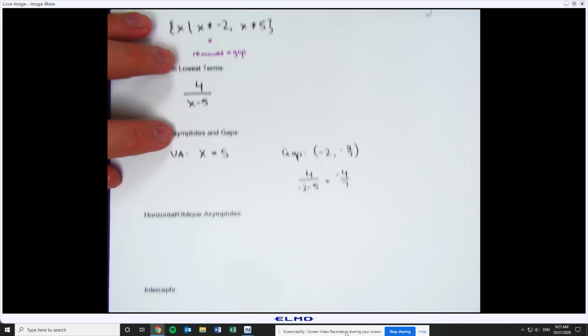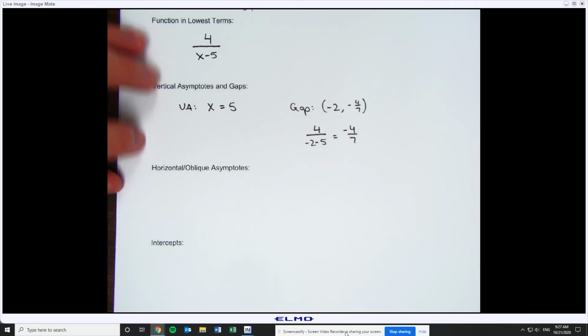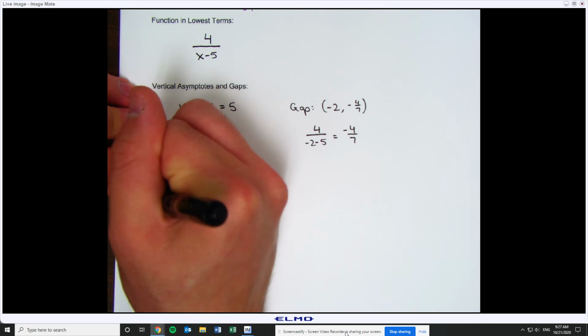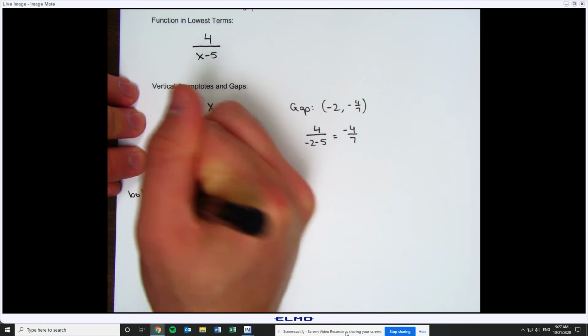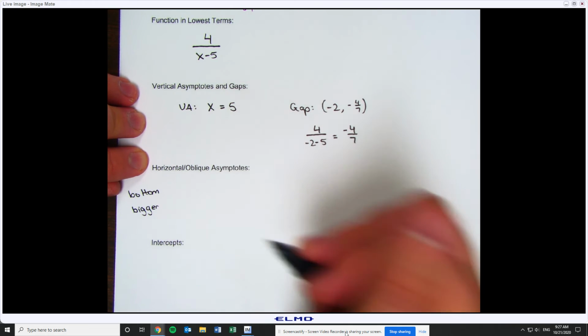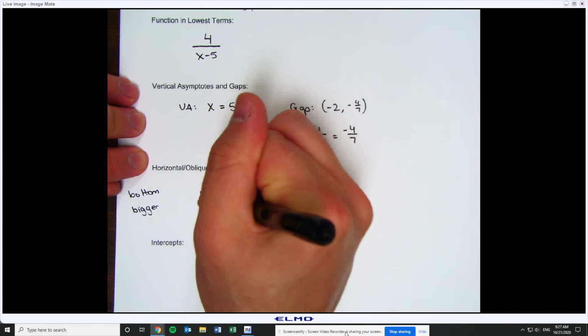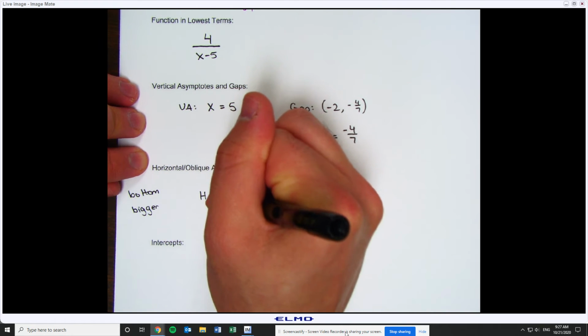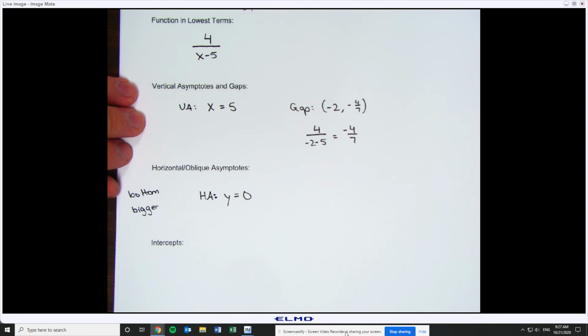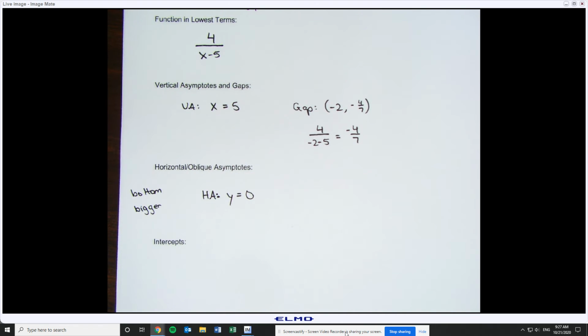Okay, now for my next one, oblique and horizontal asymptotes, looking at the original, I see that the bottom is bigger. So since the bottom is bigger, I am guaranteed to have that my horizontal asymptote is y equals 0. Done.